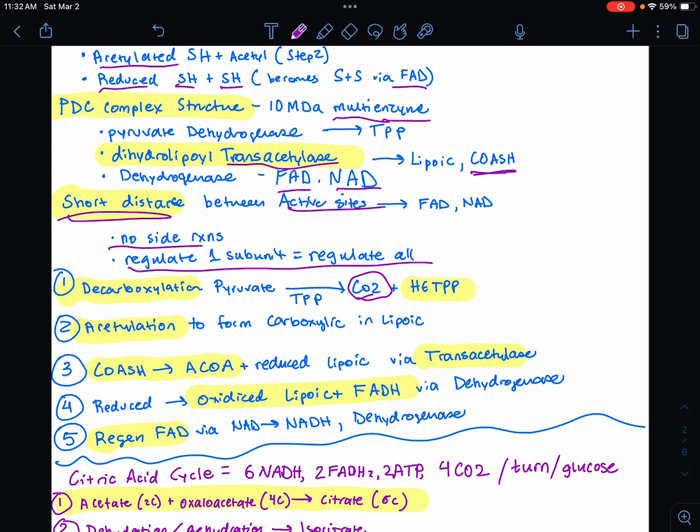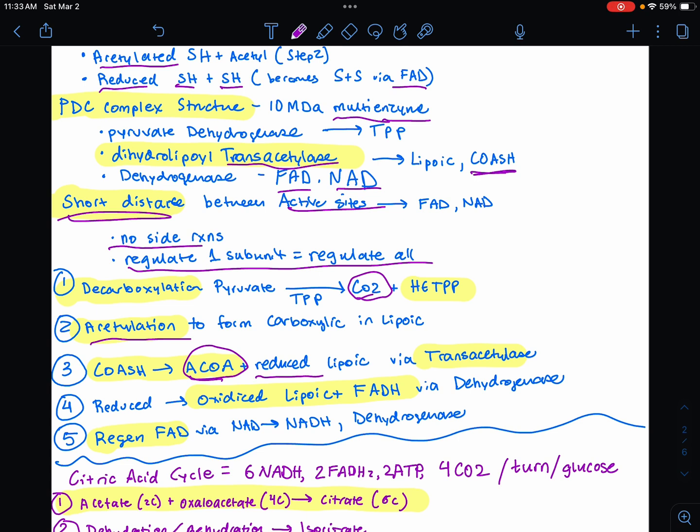All right, step 2, we have the acetylation of the lipoic acid to form a carboxylic in the lipoic acid. Remember our lipoic acid on enzyme 2 was in the oxidized state, the S and S. Now it's going to be SH and then S and then this acetyl group. So we're going to have the acetylation of it. Enzyme 2, remember, is our transacetylase. So the transacetylase will be playing a role in step 2 and step 3, more prominently in step 3, where we have CoA, our co-substrate, come in with enzyme 2, and we're going to make our acetyl-CoA.